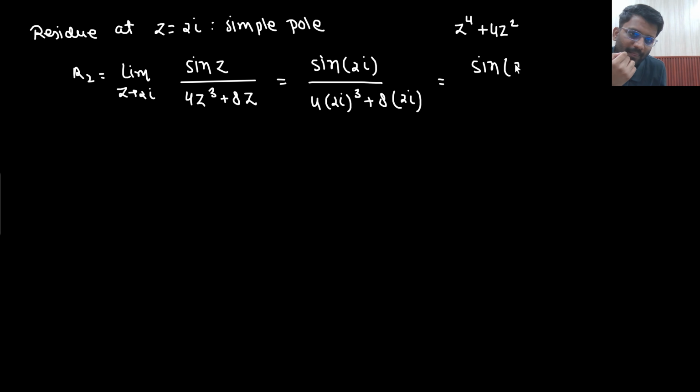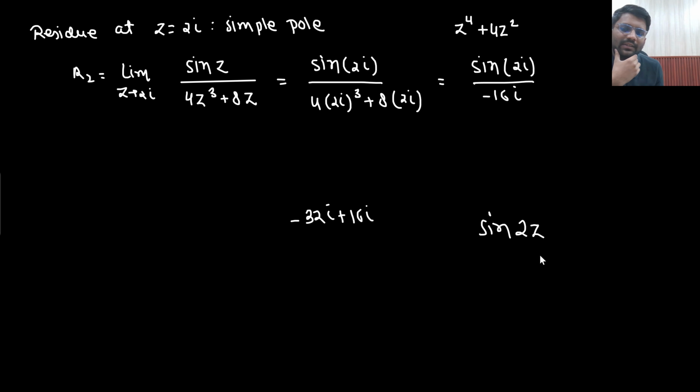Sin 2 iota divided by... this is coming out to be minus 16 iota. Is that understandable to you? Otherwise you could have done it in this manner. Sin 2z upon z square as it is.